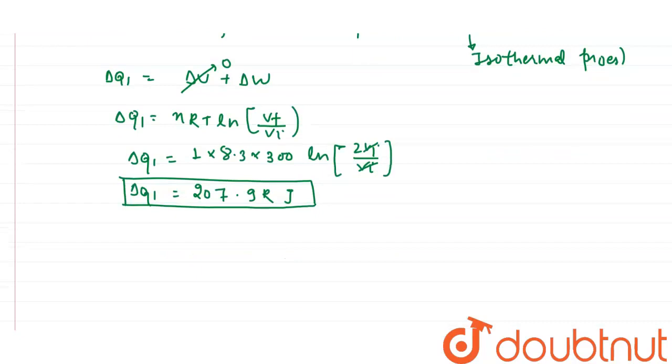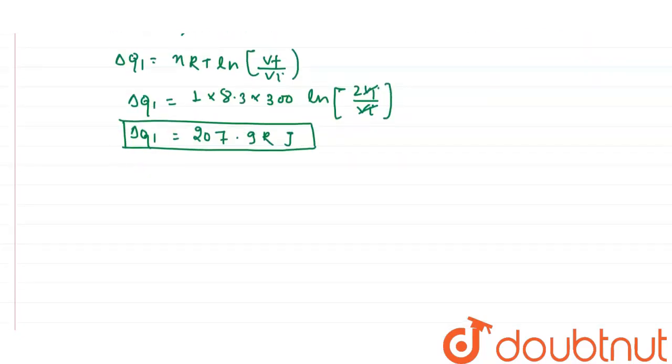Now for vessel 2, we are going to talk about vessel 2. For vessel 2, the heat delta Q2 is again from the first law of thermodynamics, delta U plus delta W, and it is said that for vessel 2 the volume is constant, and when volume is constant, that means the work done is 0.